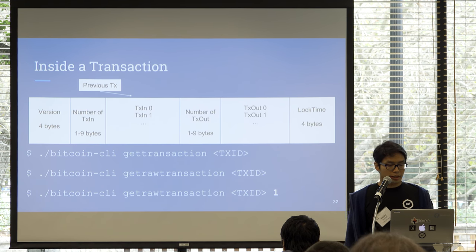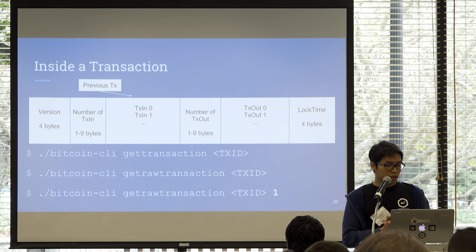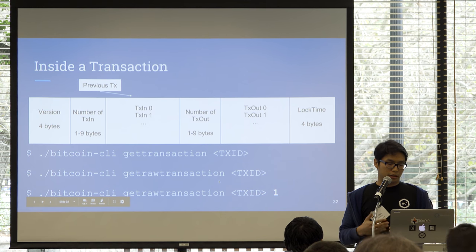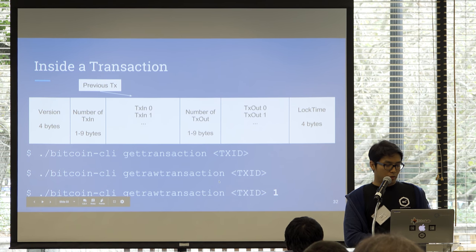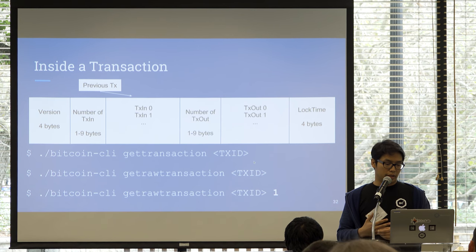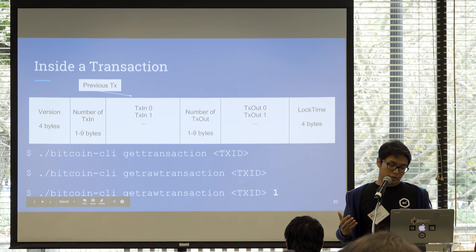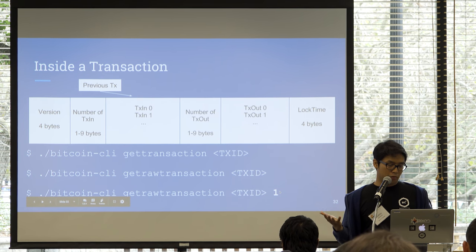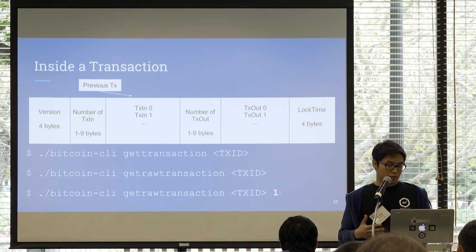All right, and you can also check out inside the transaction. You can run getTransaction if you have the transaction ID, or you can run getRawTransaction, which gives you the serialized data of what that transaction is. And if you run getRawTransaction with the TXID and true at the end, or one, you get a much nicer view of it.